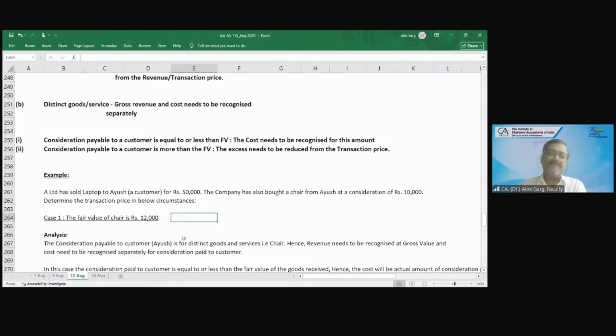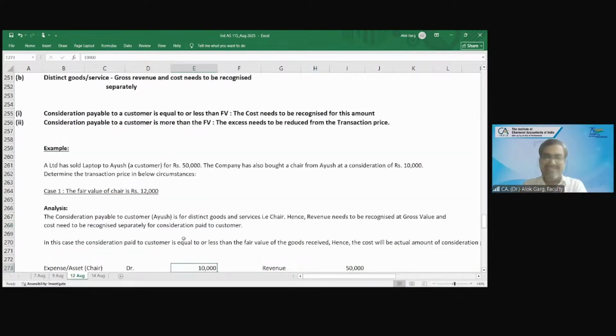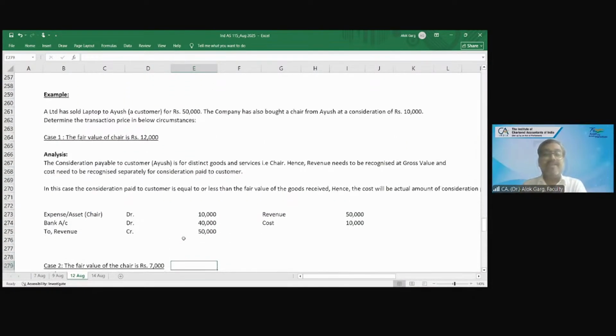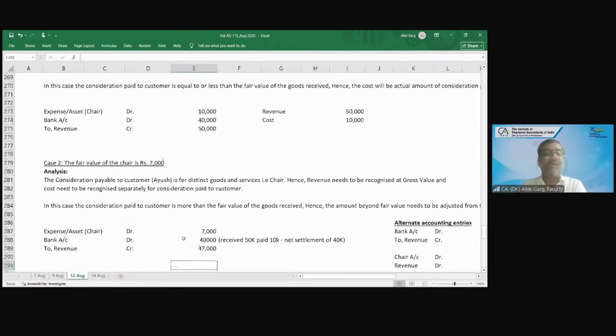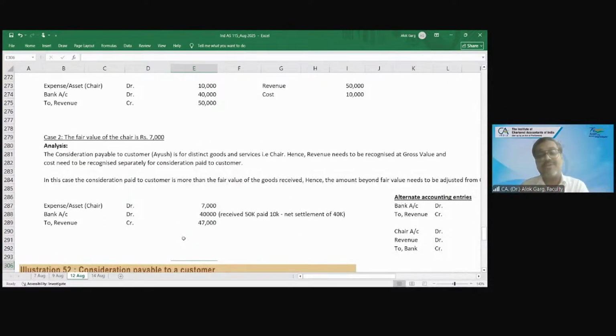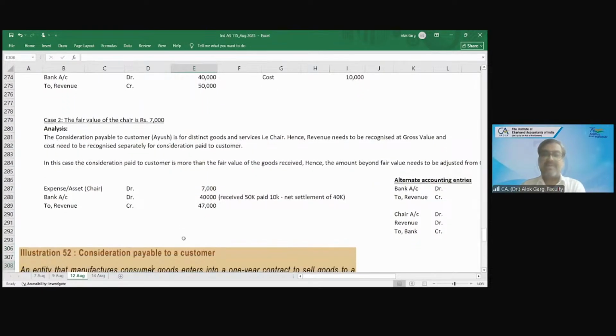So friends, why did these kind of provisions come? That when you are paying to a customer more than the goods and services value which you are receiving, that extra will be deducted from the revenue, just to curb these kind of manipulations, right? Otherwise, entities started doing this manipulation. They started inflating their revenue, and they started inflating their asset and cost also, right? Is that clear?